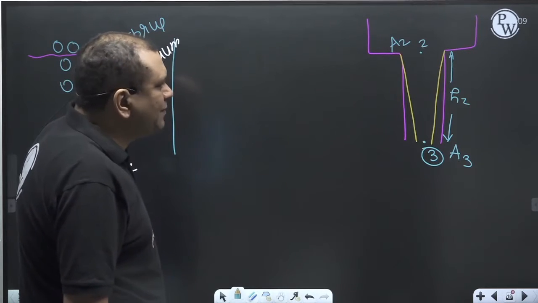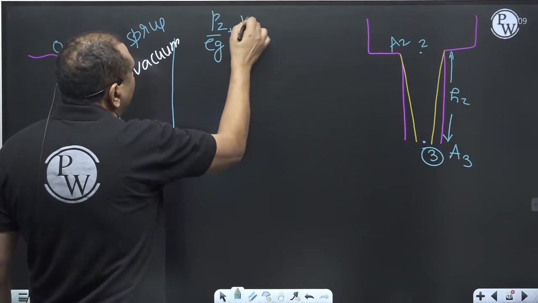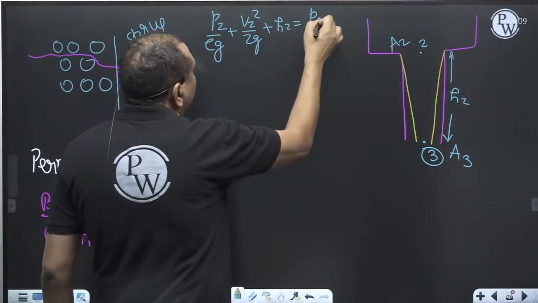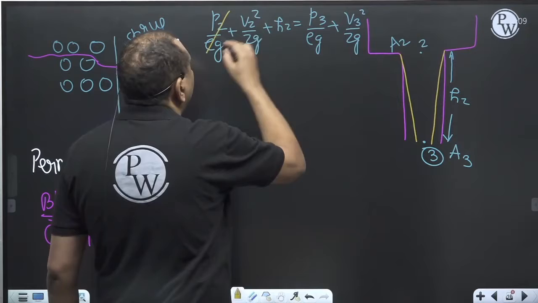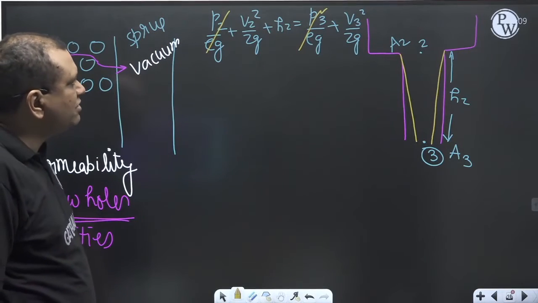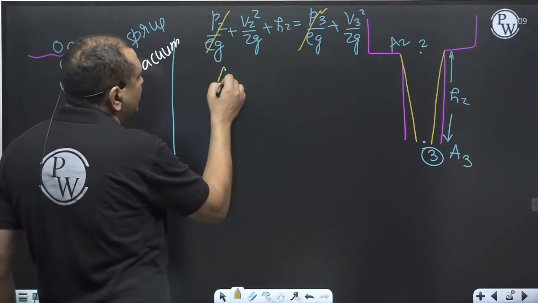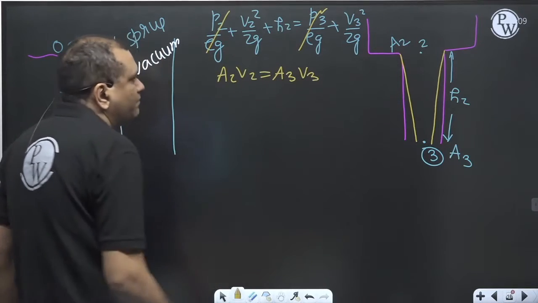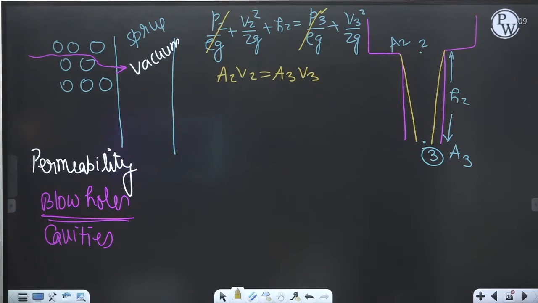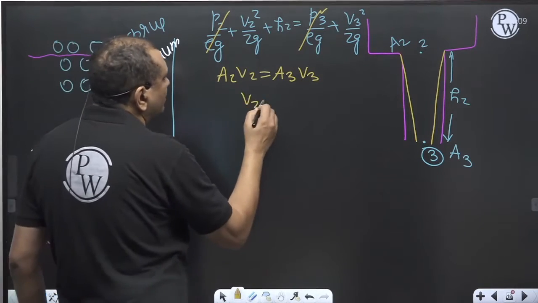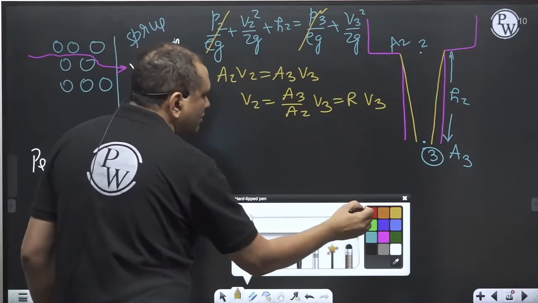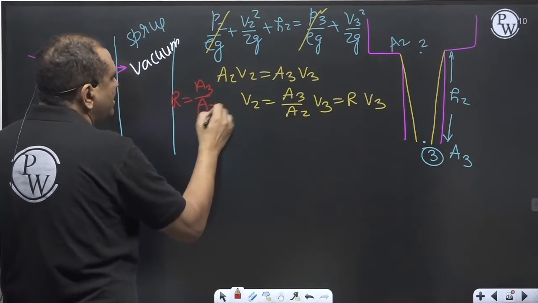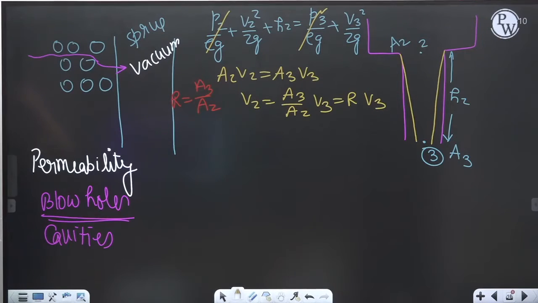Decrease in area should be such that my pressure is constant: P2 by rho g plus V2 square by 2g plus H2 is equal to P3 by rho g plus V3 square by 2g. So my design should be such that pressure is constant throughout, and the continuity equation is A2 V2 equals A3 V3. I hope everybody is okay. V2 is A3 by A2 into V3, and let us say this is R. R is A3 by A2, the area ratio.